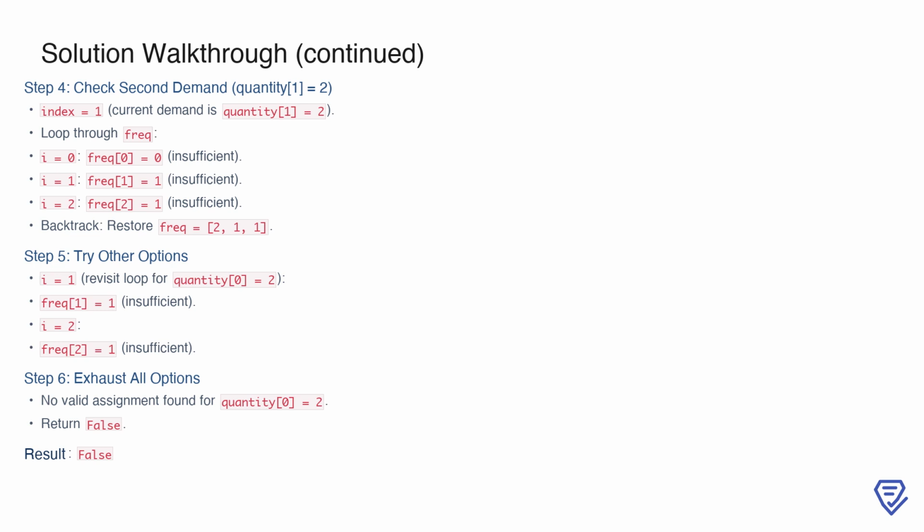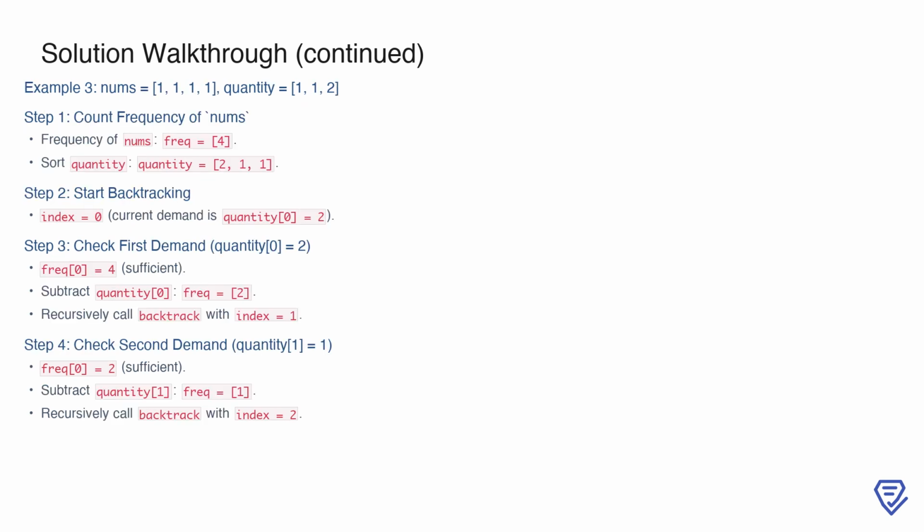At i equals 1, frequency[1] equals 1 is insufficient. Similarly, at i equals 2, frequency[2] equals 1 is also insufficient. After exhausting all options, we conclude that it is not possible to satisfy the demands for this configuration. Therefore, we return false for this example.